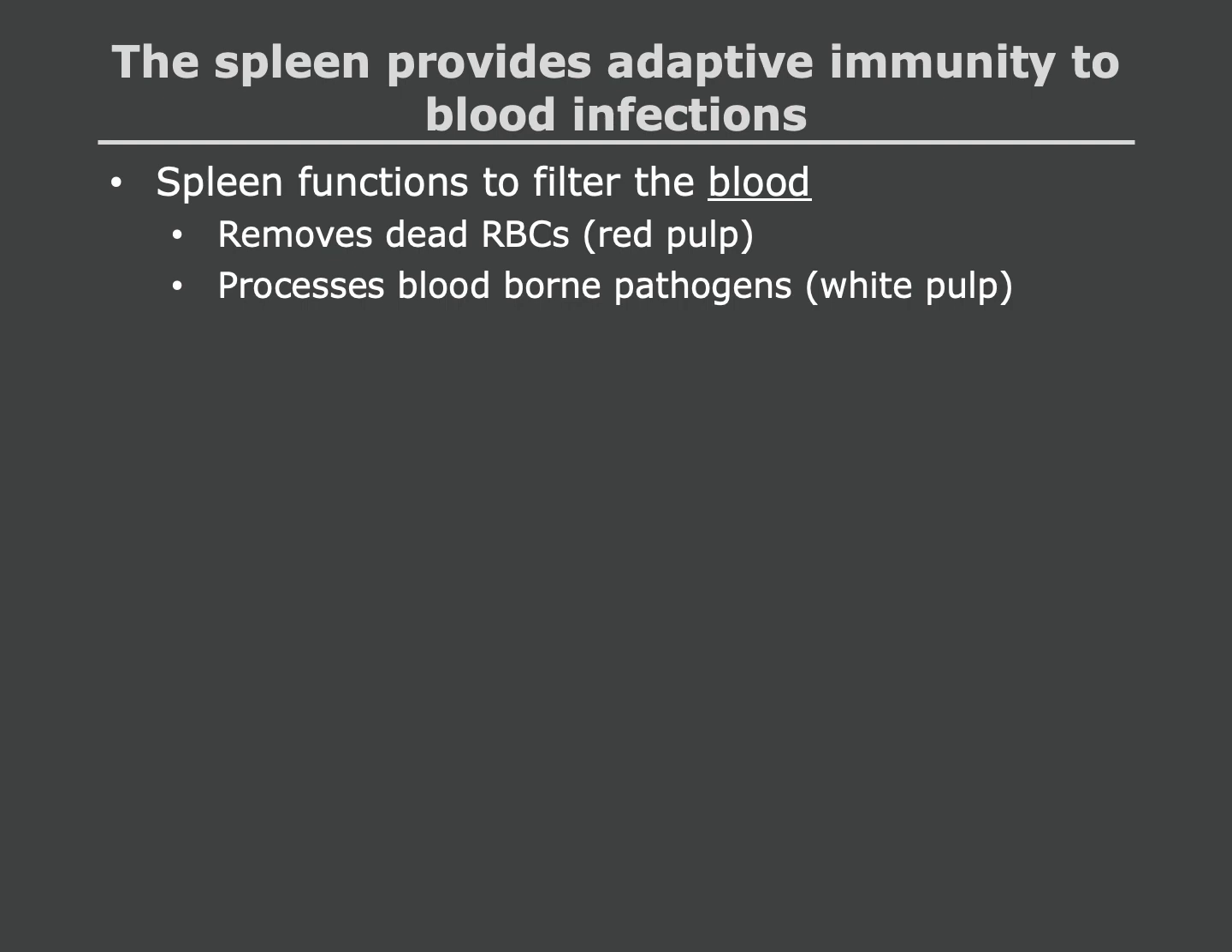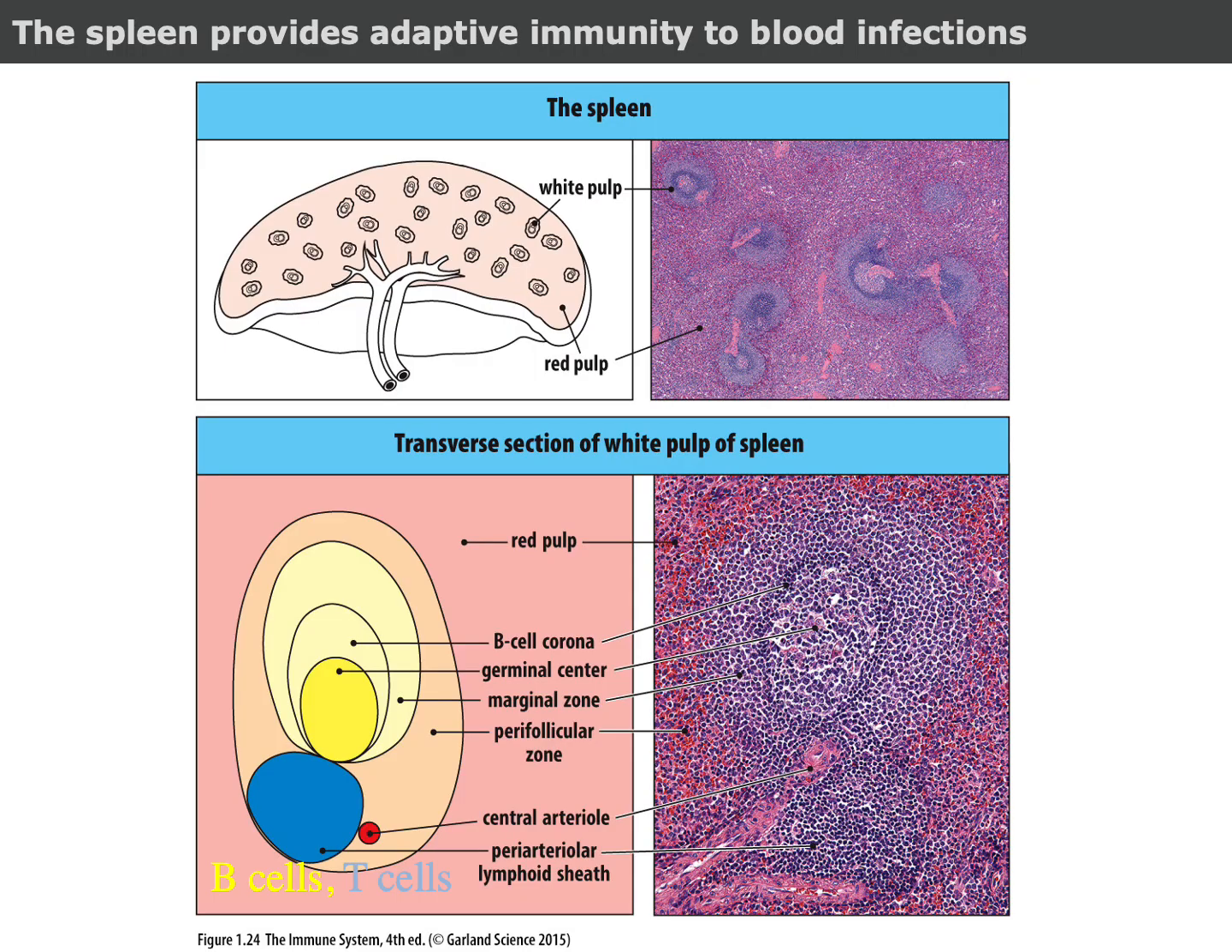So we talked a little bit about the spleen. I just want to tell you that the spleen is a very special organ. The spleen functions to filter the blood, okay? One thing it does is process bloodborne pathogens, okay? But that's in the white pulp. And it also removes red blood cells. It removes the dead red blood cells. RBCs is how I have that abbreviated here. But what's really important is the spleen functions to filter the blood, okay? Your blood gets filtered by the spleen. Here's the spleen. Here's a diagram of it. You can see this white pulp over here, and you can see the red pulp all around it.